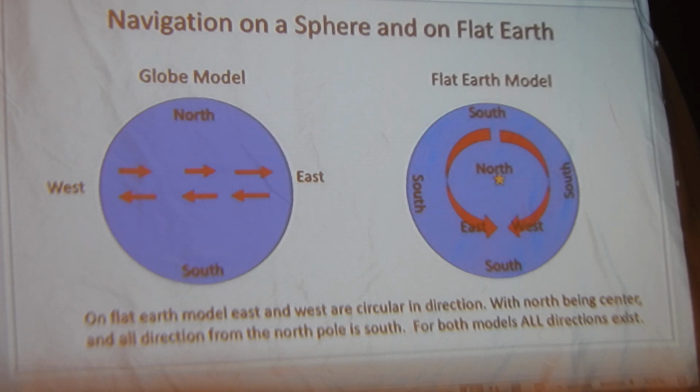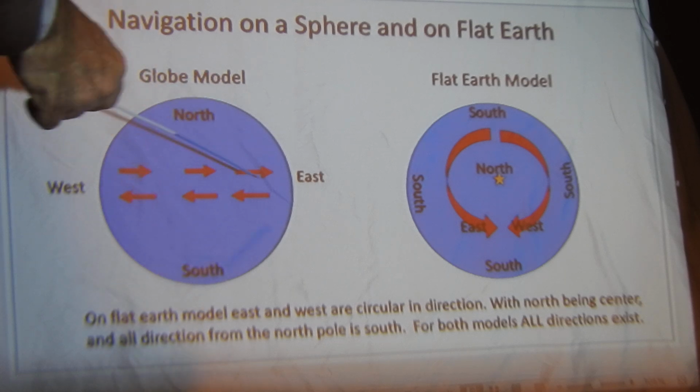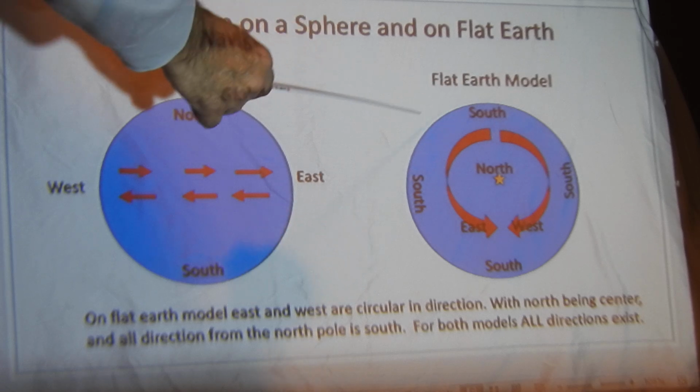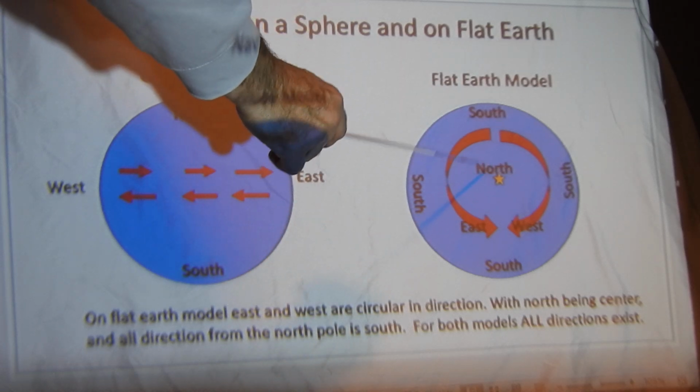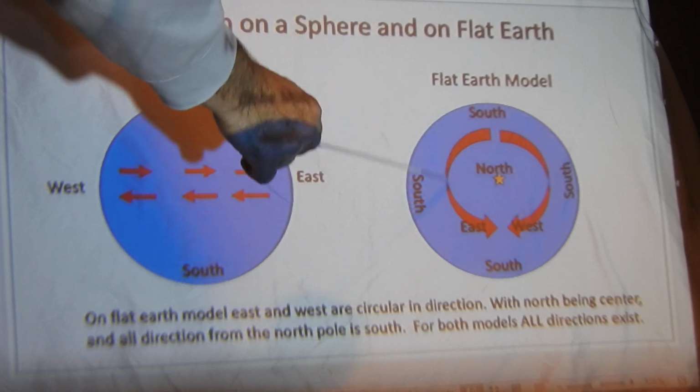Navigation on a sphere and on a flat earth is really the same, but both models are laid out differently. On the globe model, of course, we have north on the very top of the globe, south on the very bottom of the globe, and then east and west, left and right, and you can navigate going around the globe, going east or west. The flat earth model is much different because the magnetic center is in the north of the flat earth model. So you can go east or west all the way around, left or right.